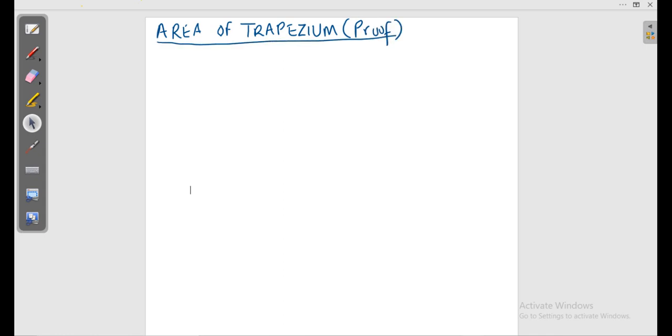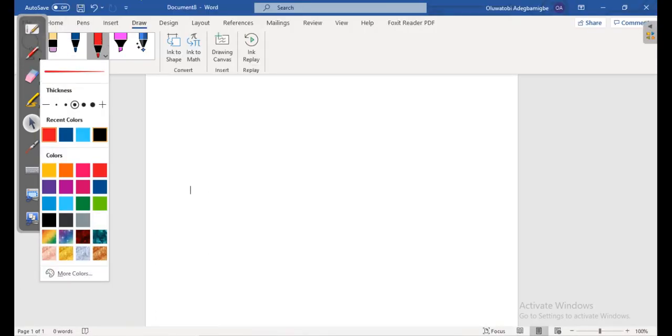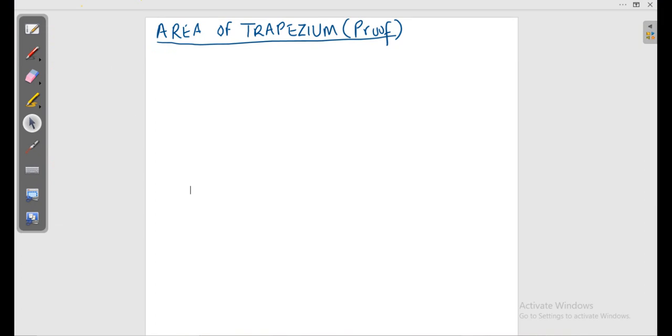Now, before we go into doing that, we need to do a very quick recap. The recap is based on remembering that a rectangle is a 2D shape with the area being length times breadth. A triangle is also a 2D shape with its area being half base times height.